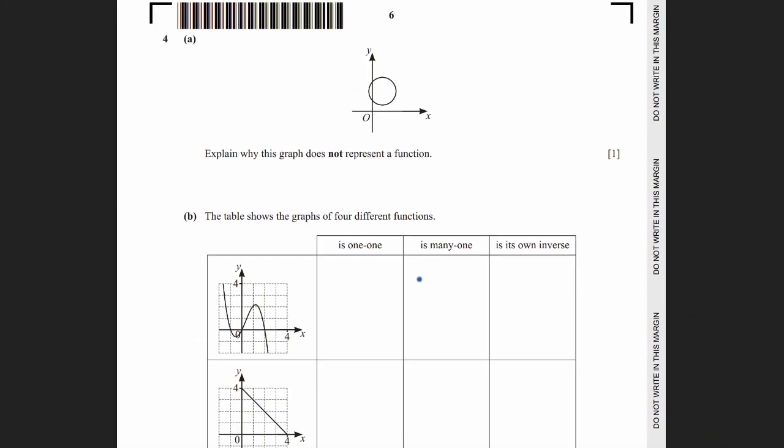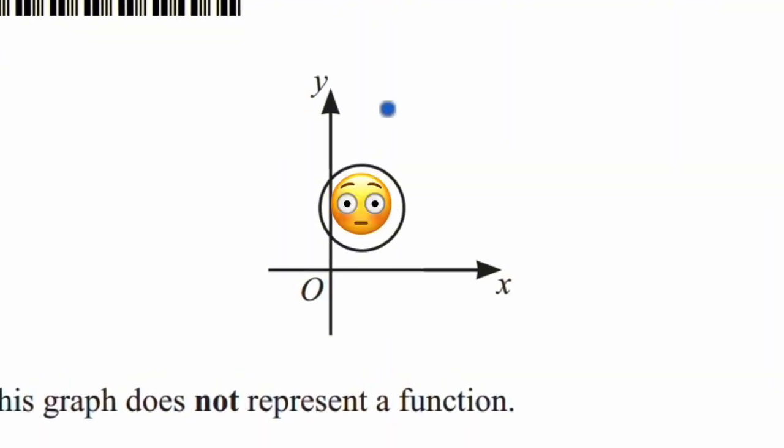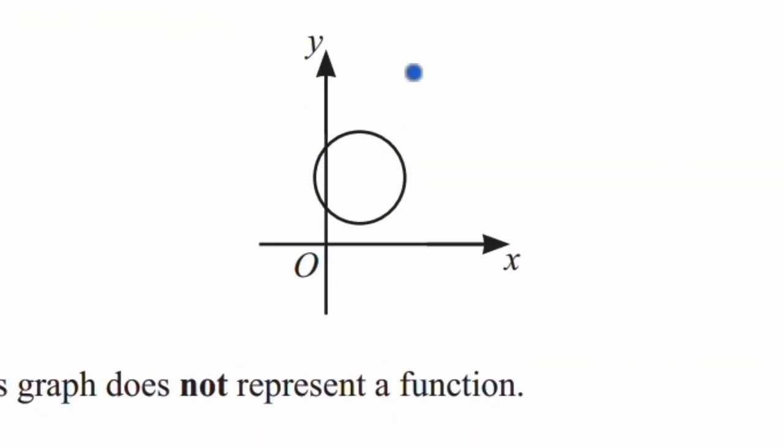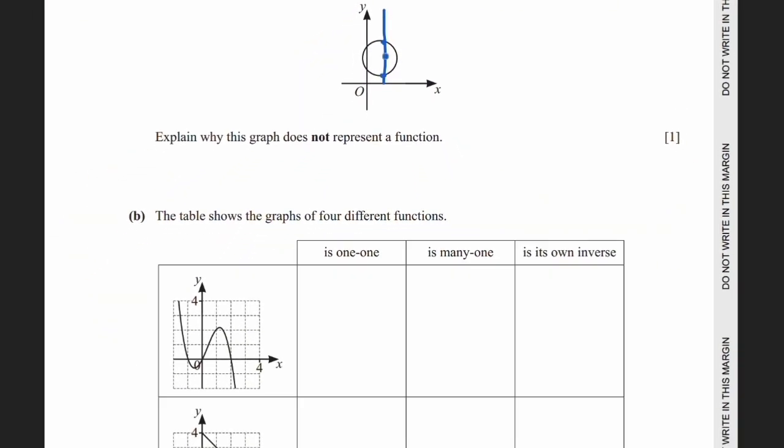Next question. Okay, what is this? Explain why this graph does not represent a function. Okay, so listen up closely. Come closer. This is what I like to call the vertical line test, okay? If a vertical line cuts the graph at more than one point, that is not a function. Well, this vertical line cuts the graph at 2 points, so that is not a function.